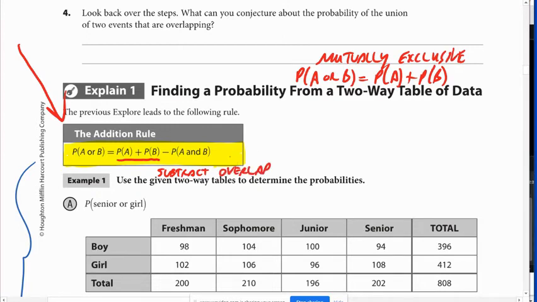In fact, this formula will work in all cases, whether it's mutually exclusive or not, because if they are mutually exclusive, then this part would just simply be 0. So it's okay to use this formula in all situations, whether they're mutually exclusive or overlapping. If there is no overlap, you would just be subtracting 0. So this is a more important rule to memorize. You can still think of "or" as addition, but then you have to subtract the overlap.